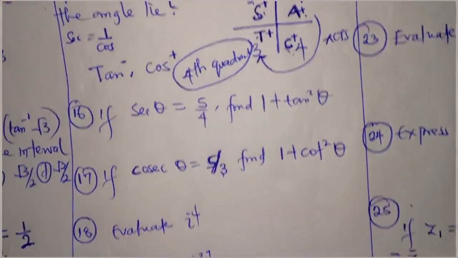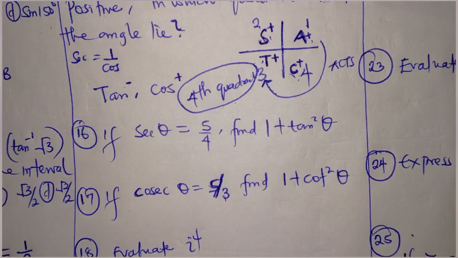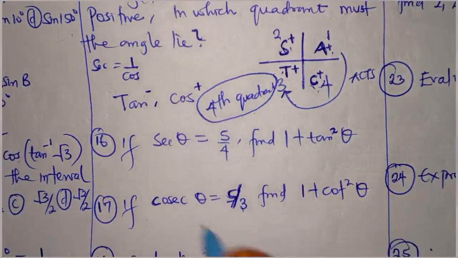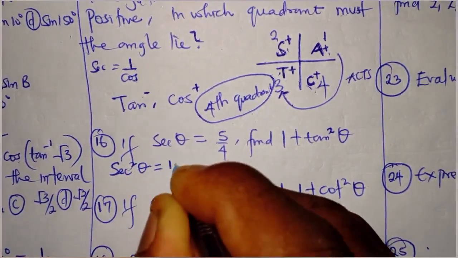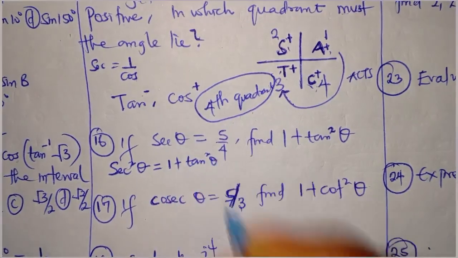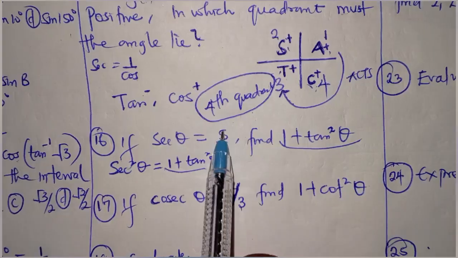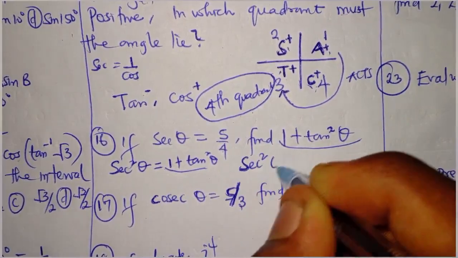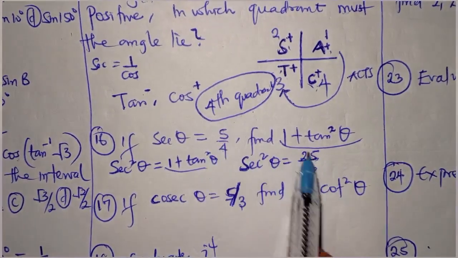Okay? Now, this is question 16. If sec theta is equal to 5 over 4, find 1 plus tan square theta. This is a very simple question. We established earlier that sec square theta is equal to 1 plus tan square theta. So I don't need to even solve for this. What I just need to do is to square 5 over 4. Sec squared theta is 25 over 16. If you square 5 over 4, you get 25 over 16.